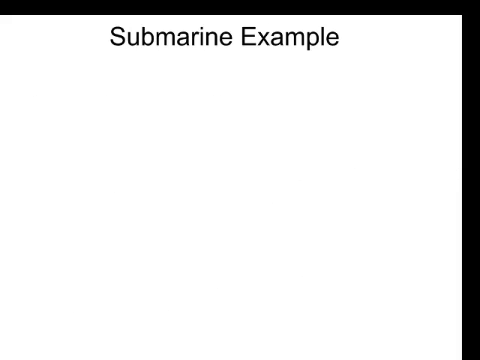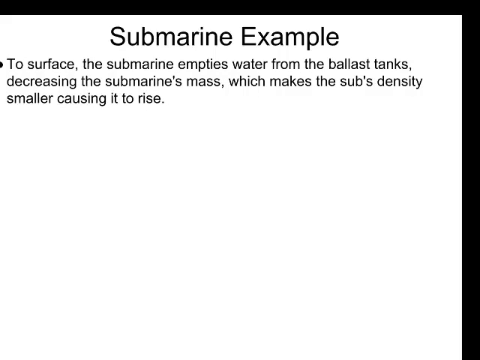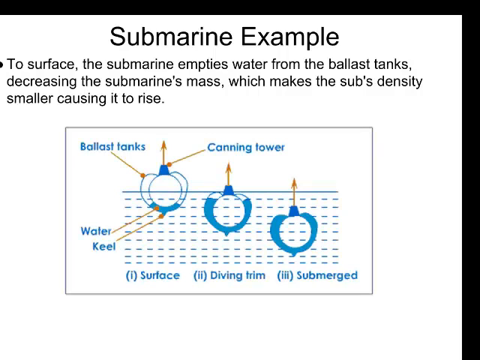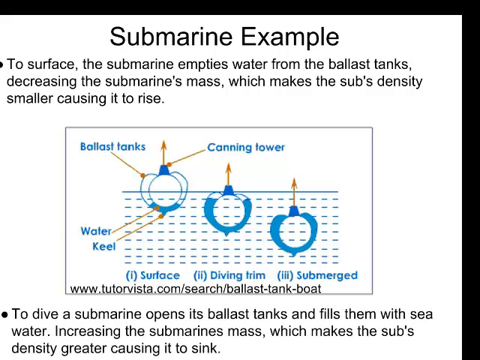So here's an example of a submarine. If you've ever wondered how a submarine works, how does it go under the water and then is also able to float? The way that it works is that when it wants to go to the surface, the submarine empties water from the ballast tanks, decreasing the submarine's mass because now it's filling with air instead of water, which makes the sub's density smaller and causes the submarine to rise. And when it wants to dive, it opens those same tanks, fills them with the seawater, which is increasing its mass and makes the density greater and causes it to sink.